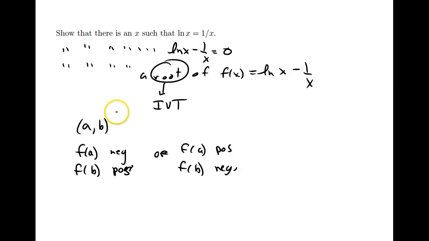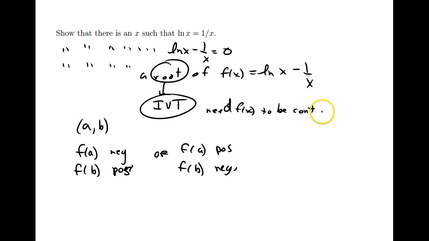Okay, so we're missing an A and a B, but we can just go get ours. Usually they're given to you, but we can just go get ours. We need to go get an A and B. And here's what we need. Oh, well, the only thing you need to be able to use the intermediate value theorem is that your function is continuous. You need the function to be continuous on the interval that you're trying to find your A and B.